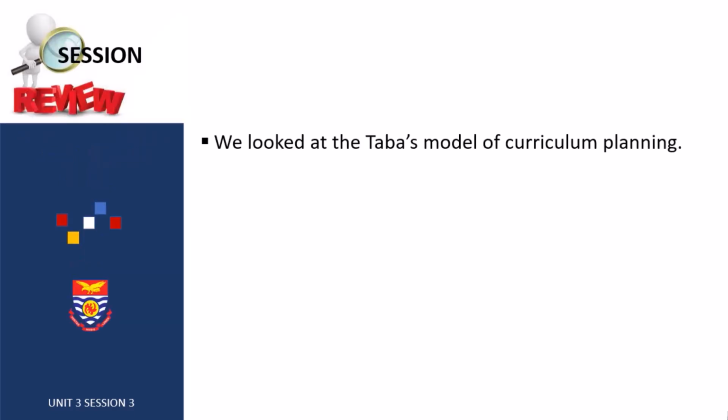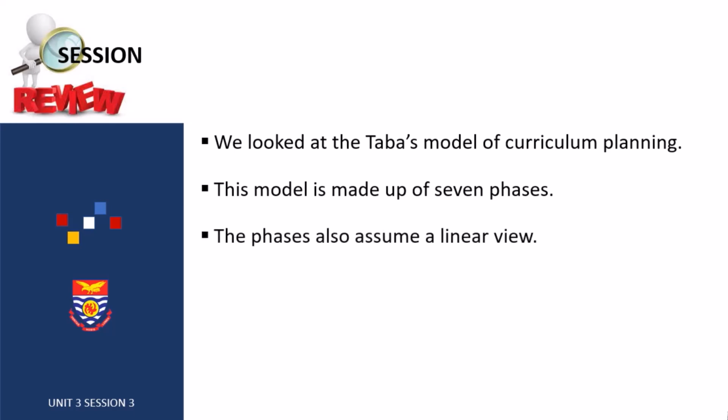Students, we have looked at Taba's model of curriculum planning, and we saw that this model is made up of 7 phases, unlike Tyler's model, which was made up of 4 phases. And we also saw that the various phases assume a linear view, like we saw in Tyler's model.